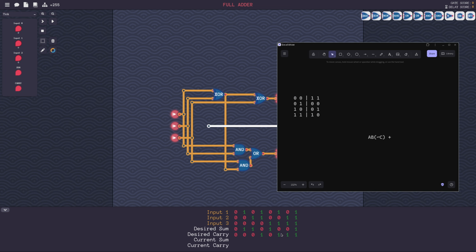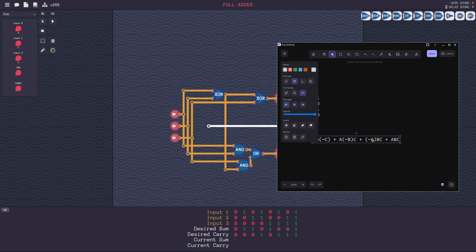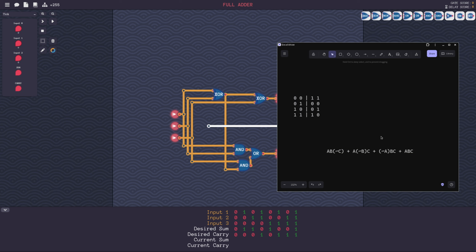Then we take a look at the next one, that's going to be A and not B and C, so A, not B, C, or we continue not A, B, C, and the final one is going to be A, B, C, right? So this is the most basic sum of products representation of our desired carry. And again, letters just written together are ANDs, and pluses are ORs.